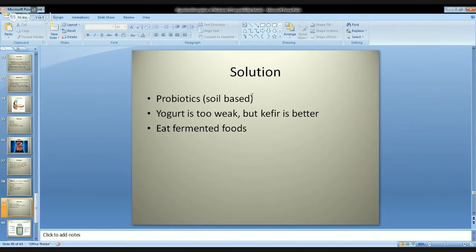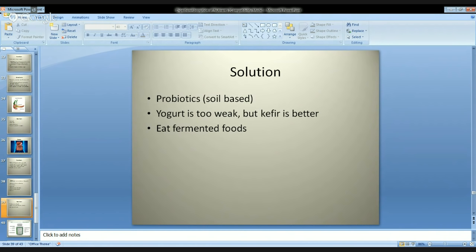In fact, we should have a bottle in the airports before you go in the bathroom, because there's every single person with a digestive problem there. So probiotics are very important, and you can even take these liquid probiotics and spray them on your sewage, and it just cleans everything up. It's the same microbes that are in our body that are in the soil. Yogurt is a bit too weak to get your bacteria from, but kefir is way better, but make sure it's plain. And then fermented foods, very, very important.